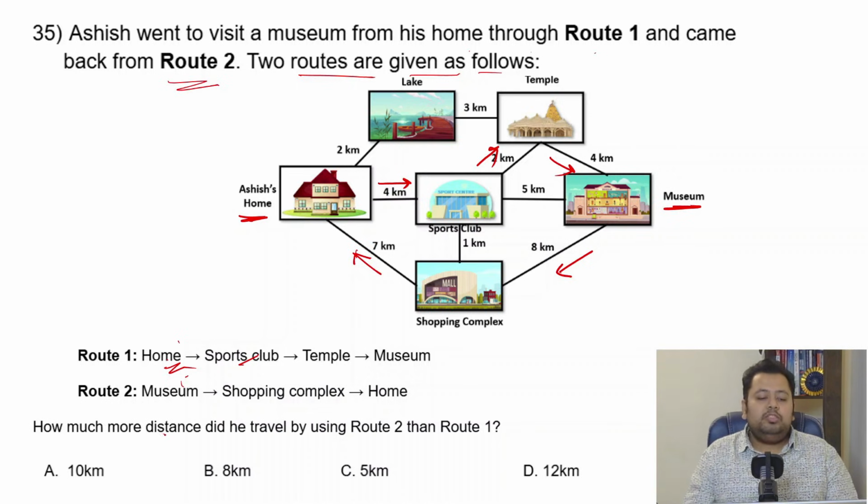What we have to find out, how much more distance did he travel by using route 2 than route 1? Very simple. So first you have to find out what is the distance that was traveled in route 1. That is when he goes from his home to museum. What is the distance he travels when he returns back? That is from museum to Ashish home, right? What is the distance he's traveling? And that's that. Then just do the subtraction, right? Very simple. Pause the video, solve it first, and then look at the solution.